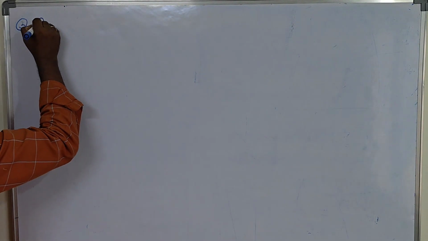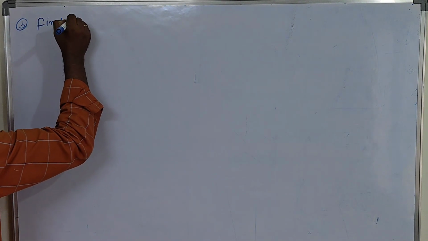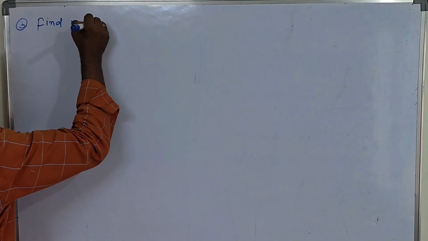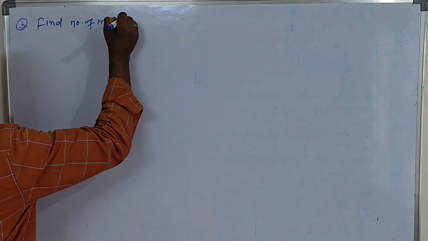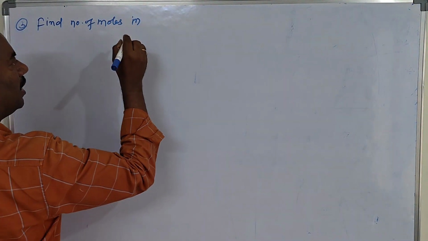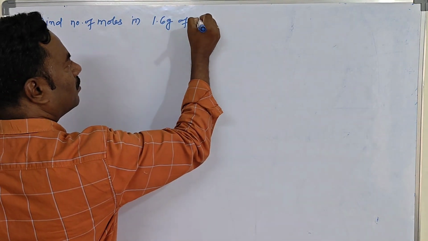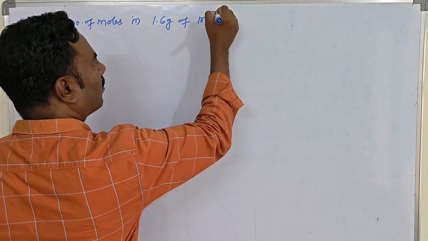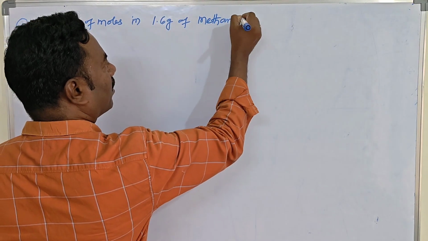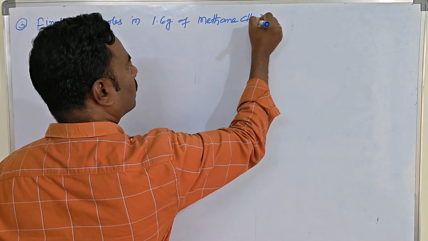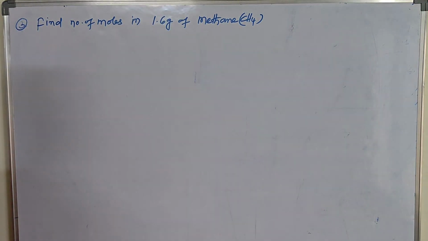Find number of moles in 1.6 grams of methane. Methane CH4. Methane means CH4.